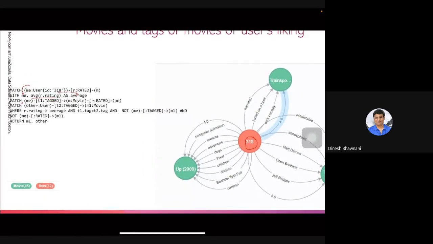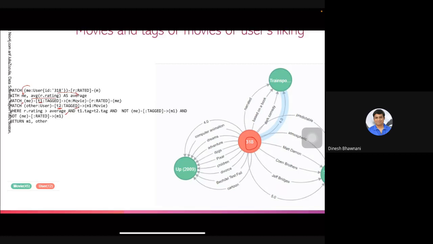Then match other user. If you want to see their tags, you must keep it as a different name. Okay, don't overwrite it with the same thing. T2. And what it is going to relate to movies. So M1 colon movie, where the rating is greater than average. This is your normalization threshold. Plus you're going to add more constraints to it.